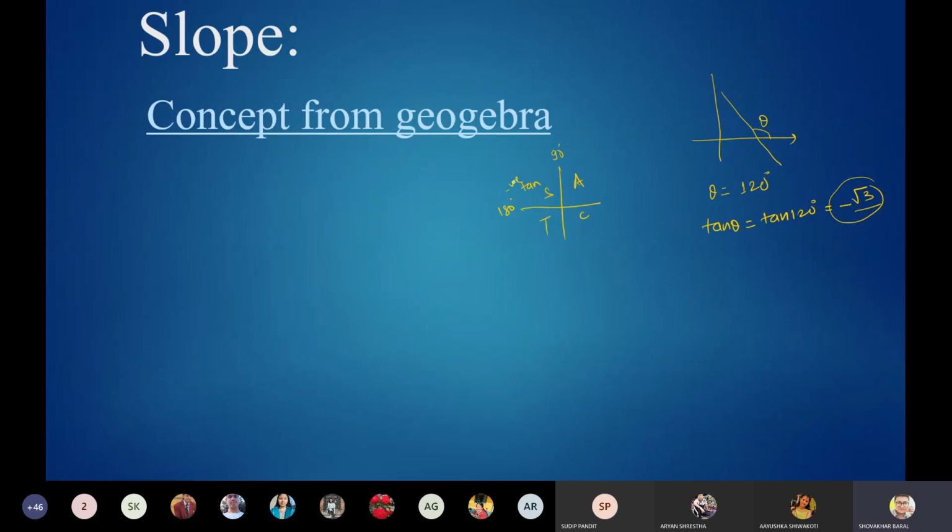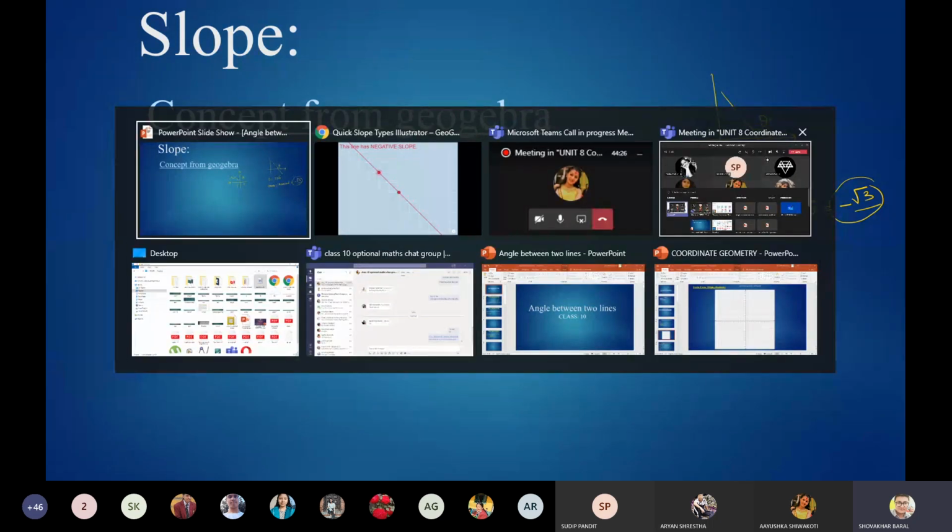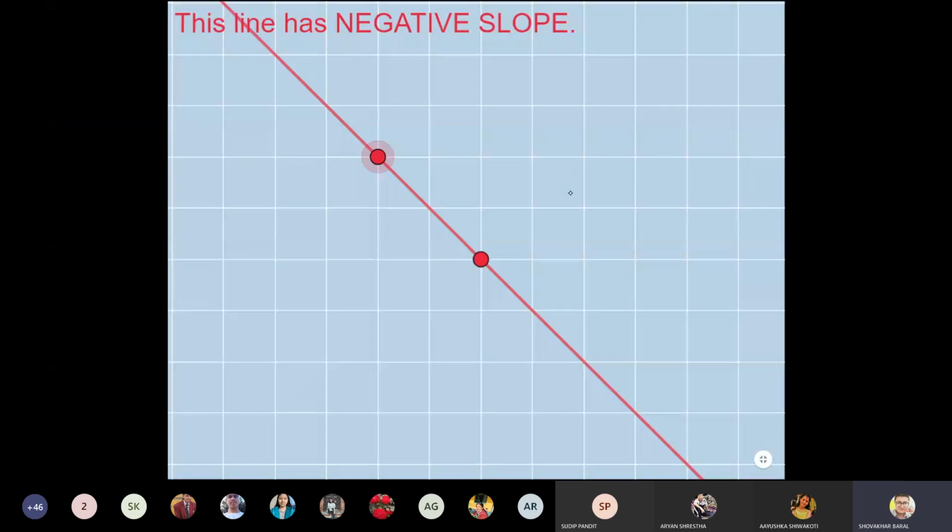Okay, so tan is negative between 90 and 180. So in this case the value of the slope of the line will be negative. Now when you see such a line, you must be aware of the fact that the slope is negative.